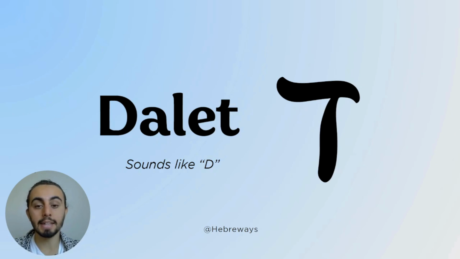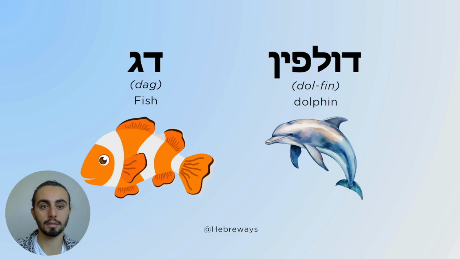4th letter, Dalet. Dalet makes the sound of D. D. Dalet. So another animal that starts with Dalet, like English, dolphin. Dolphin. I chose easy words on purpose just to emphasize how similar Dalet is with D. Dolphin. And on the left, we have Dag. Dag is fish. We got Nemo in here. So dolphin, the dog. D.